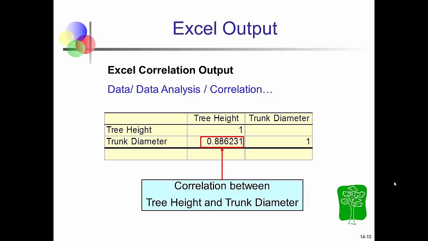So this is actual Excel output here. The trunk diameter as it relates to tree height is 0.886. You'll notice ones on the diagonal because tree height is perfectly correlated to tree height. Trunk diameter is perfectly correlated to trunk diameter. The values of interest in the Excel output are always the values beneath the diagonal of ones.